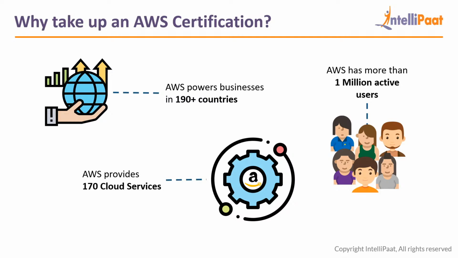And then there are 170 plus cloud services right now. AWS brings out new services every single year. They have an event called re:Invent, where they show what new services are going to come this year or next year, or what features are going to be added to the existing AWS services. So they always launch new services, and you can check that out.